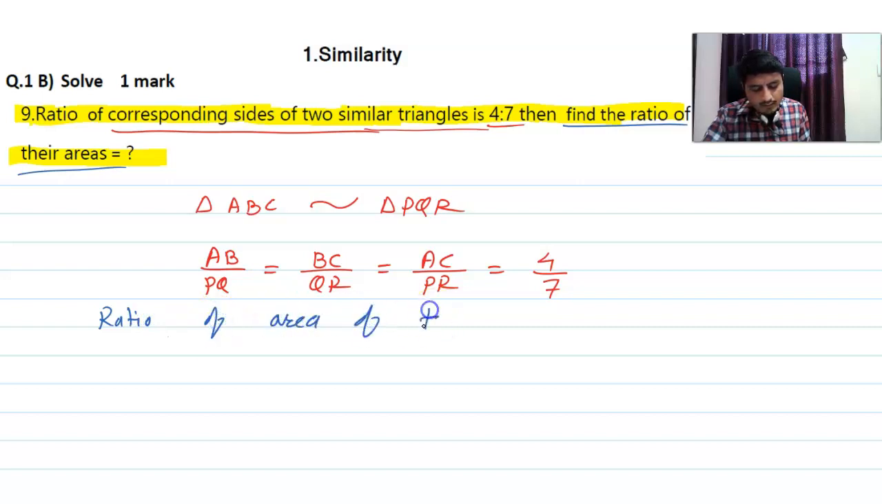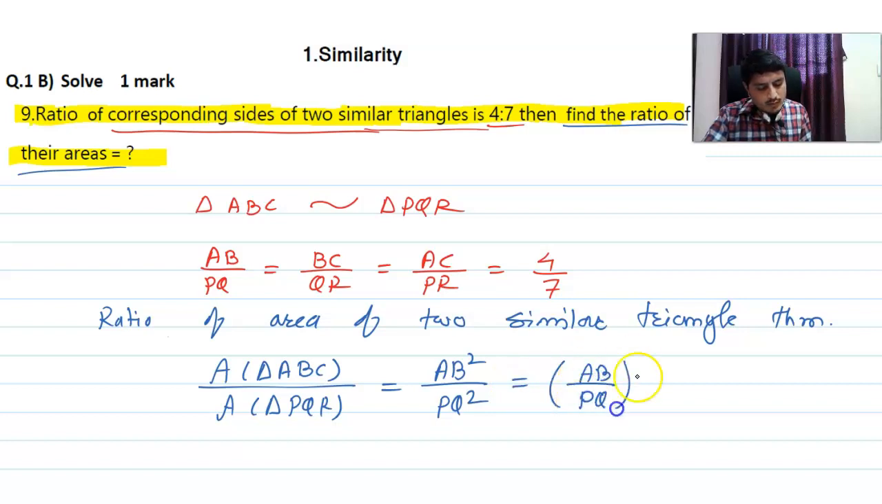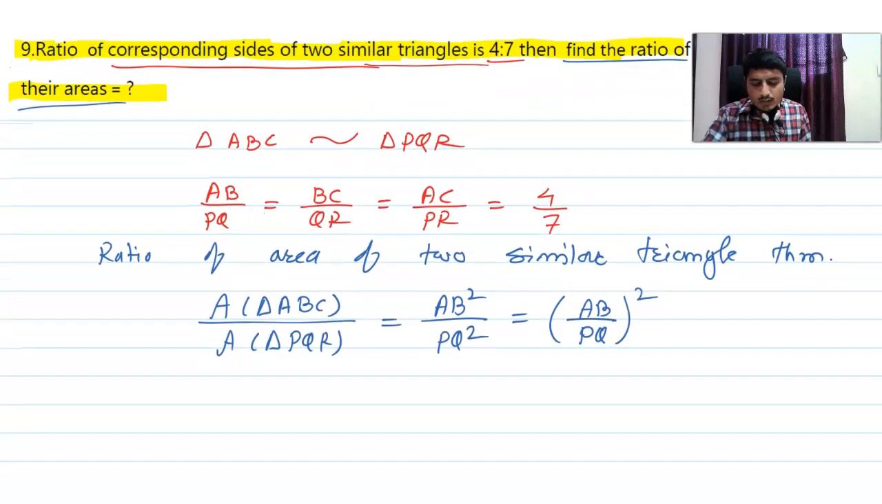on the ratio of areas of two similar triangles. As per the theorem, the ratio of areas of two similar triangles, that means area of triangle ABC divided by area of triangle PQR, is equal to the ratio of squares of their corresponding sides. We may choose any one side. AB corresponds to PQ, so we have AB square divided by PQ square. Taking the square of numerator and denominator in common, we have AB divided by PQ the whole square.